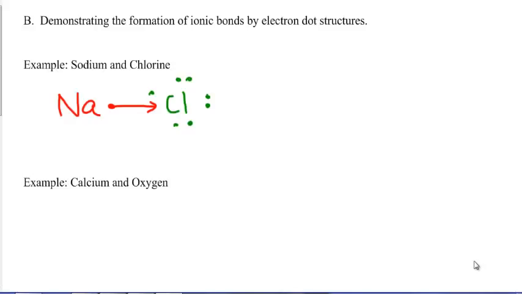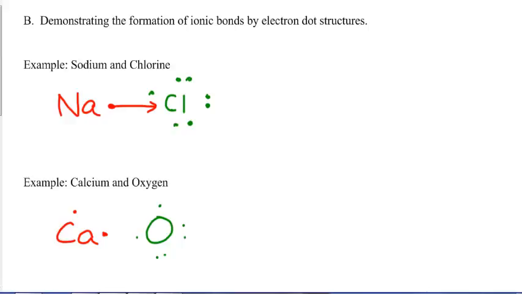Sodium really does too, we just don't see it because it's lost that highest quantum energy level. The next example is with calcium and oxygen. Calcium starts with 2, oxygen starts with 6. So you can probably guess that since calcium wants to lose 2, oxygen wants to gain 2, calcium is going to transfer its 2 valence electrons to oxygen.